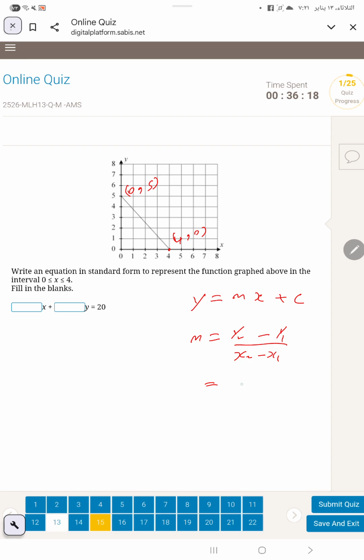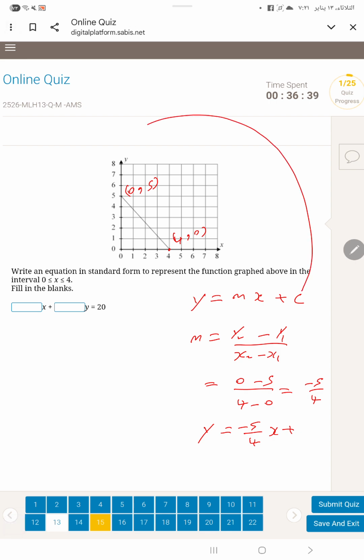So here we do y2 minus y1: 0 minus 5 divided by 4 minus 0. You get -5 over 4. So now the equation has become y equals -5 over 4 x plus c. C means the y-intercept, which is here 5. So we put 5 here.